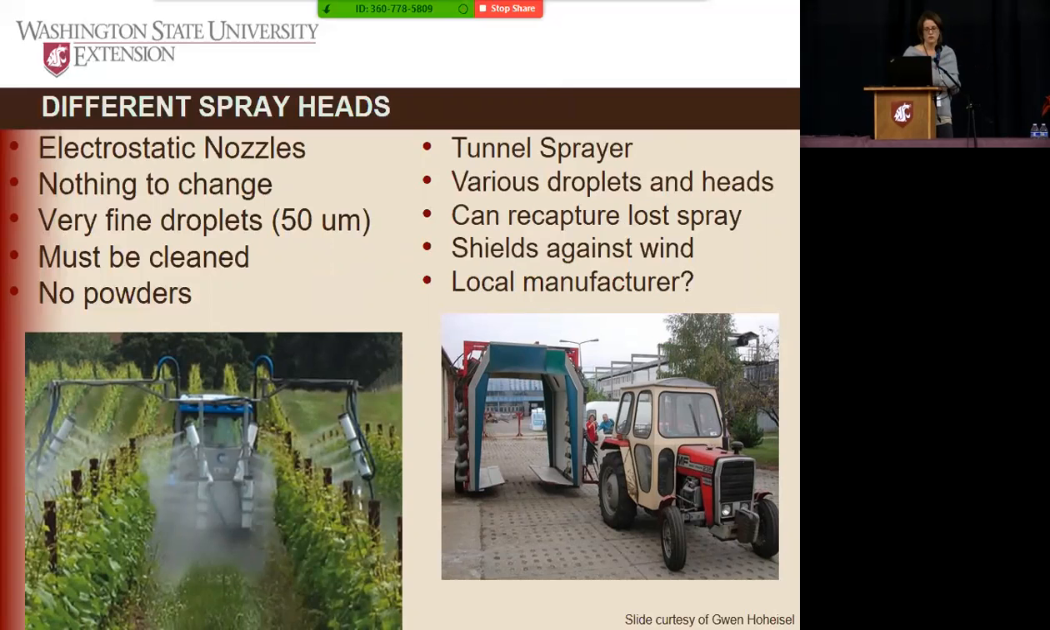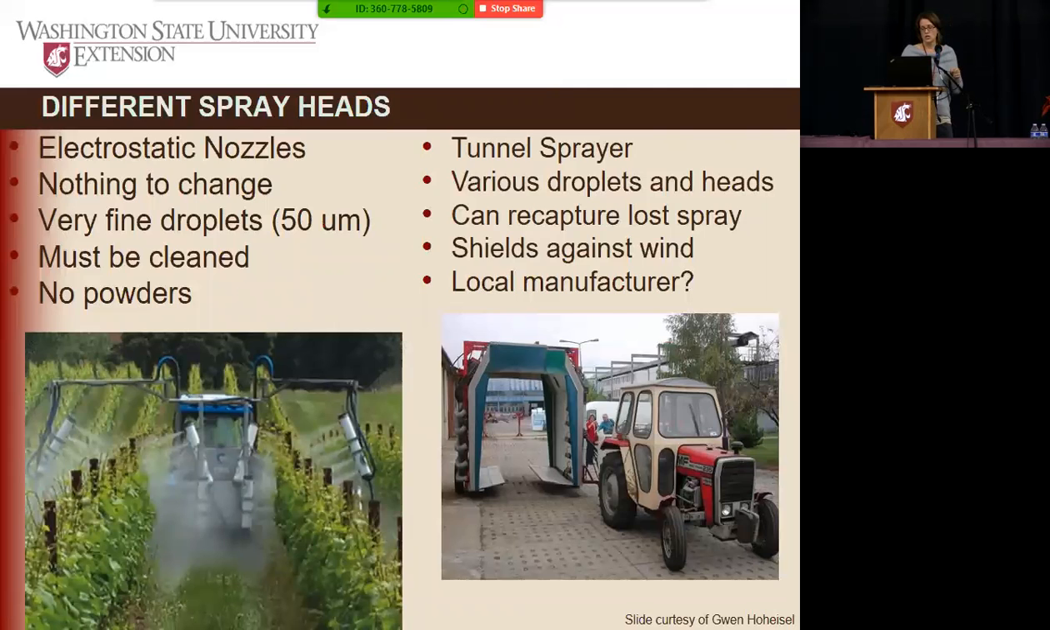But it's not no powders, but things can clog those machines a little bit more than something with a larger nozzle size. So even the manufacturers have told me, if you're going to be a slob with my sprayer, this isn't the sprayer for you, right?